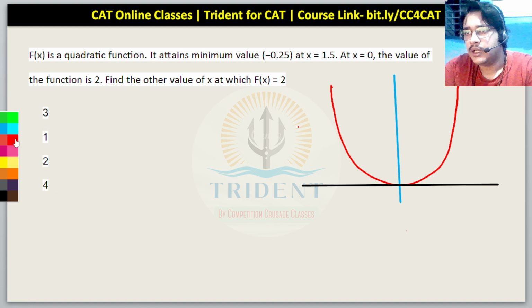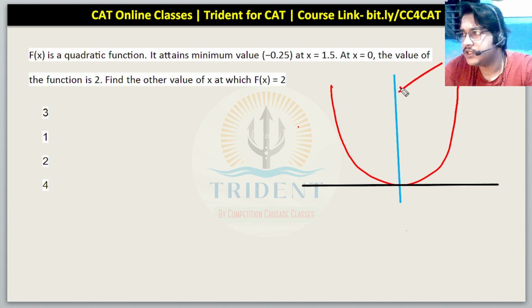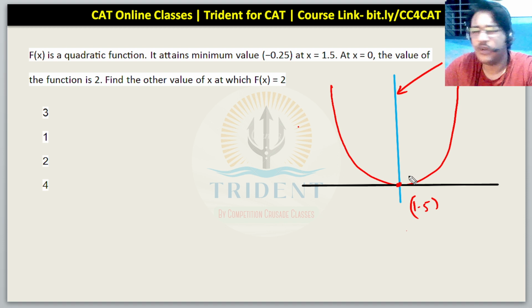We don't really need to go too much into the details of what the line of symmetry is. It is basically a line that passes through the critical point, which is x equals 1.5 here. Obviously, it is going to be perpendicular to the x-axis. The idea is that any point that you take, suppose we take this point, these points will always be equidistant from the line of symmetry. That is all that we need to understand from this question.